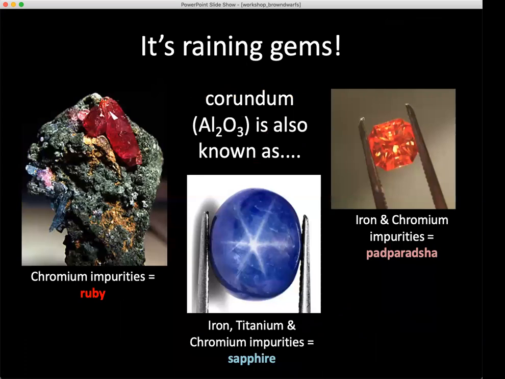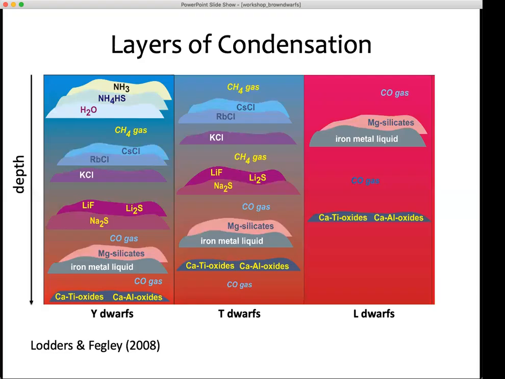And so there's a lot of studies to understand, and by the way, some of those are also gems. So corundum, which is one of the things that condenses out, if it has impurities, makes all of these different kinds of gems. So, this could be a good mining operation if you want to go find gems in brown dwarfs. But we think that there's a whole bunch of these things that condense out. And so this is going from higher temperatures to lower temperatures, and then high up in the atmosphere and lower in the atmosphere. And you can see that, for example, in these L dwarfs, we get these rock clouds. We also get metal clouds in their atmospheres.